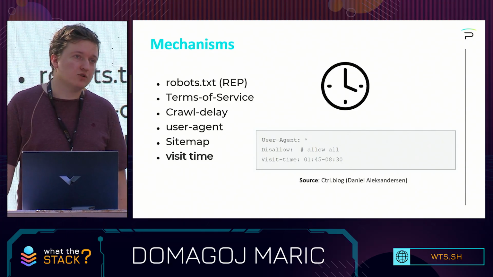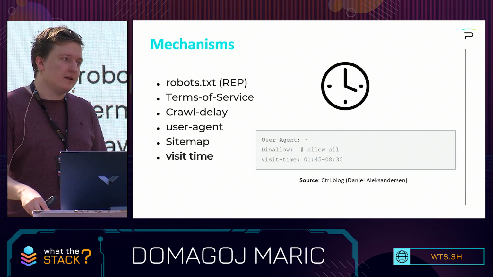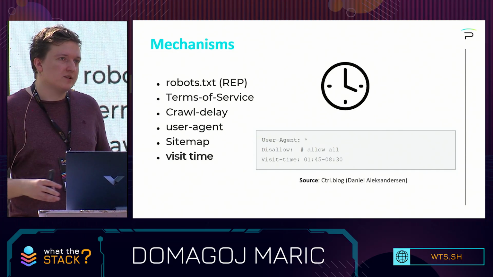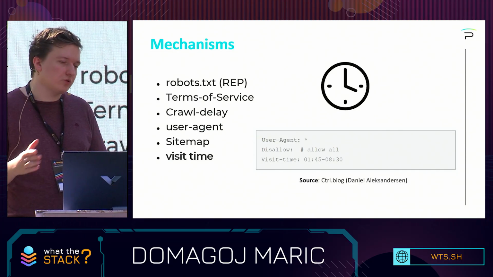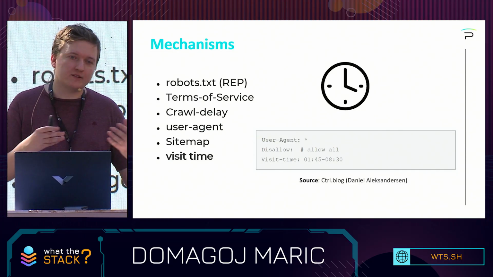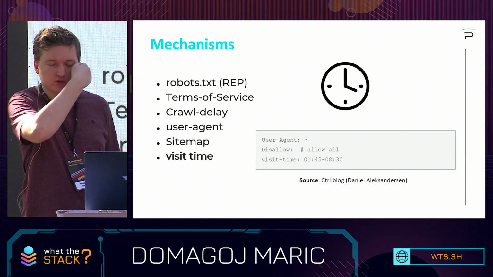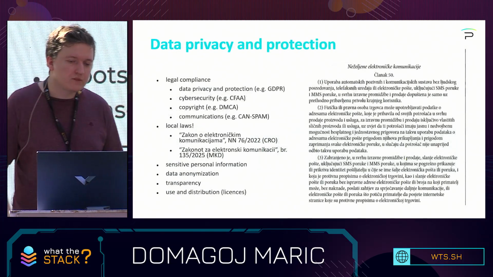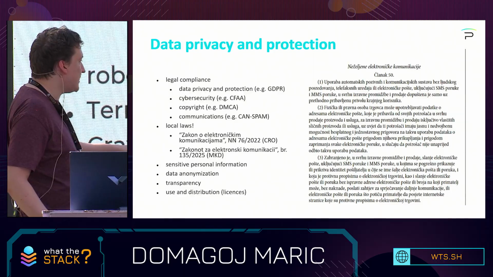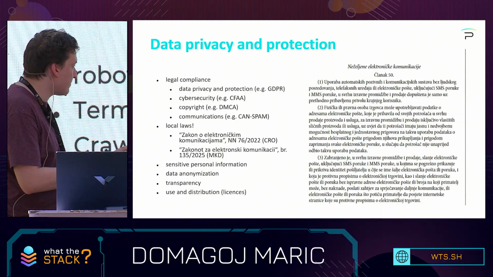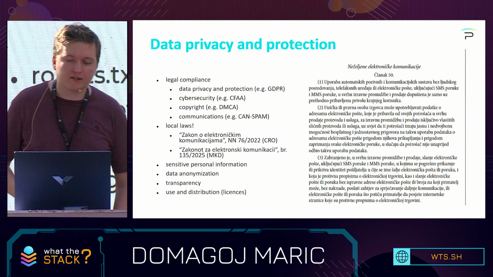Visit time, also very rare nowadays, and it's also advised to always scrape at night to not overload the server when it's at its peak, when people use the site. It's rare that you can see within robots.txt such a visit time parameter, but it's always advised to do it by night.